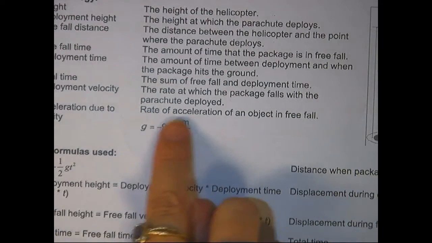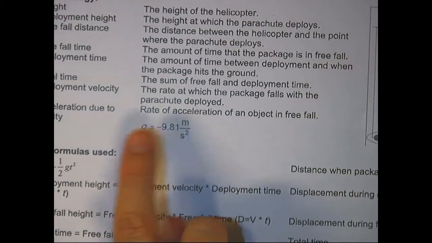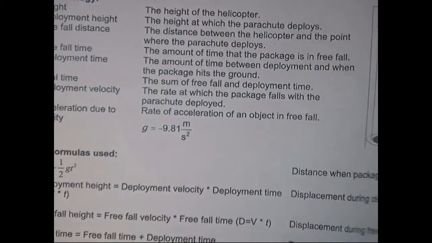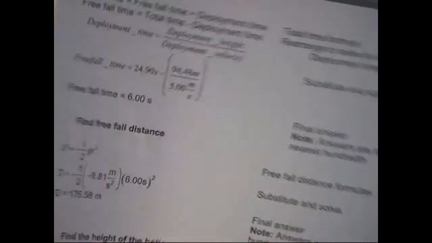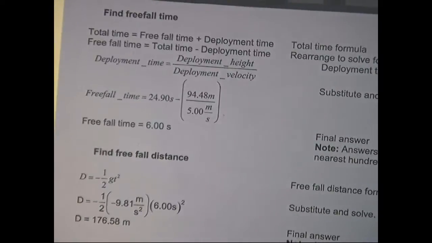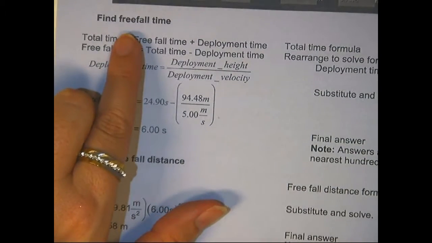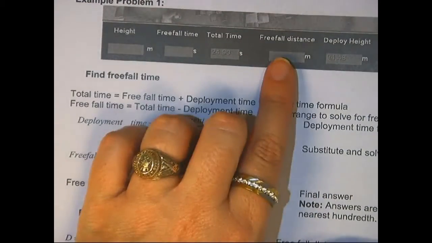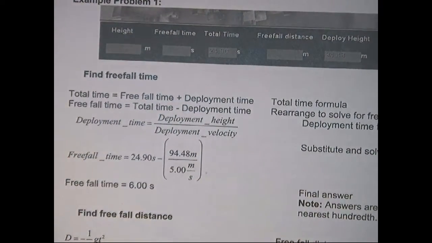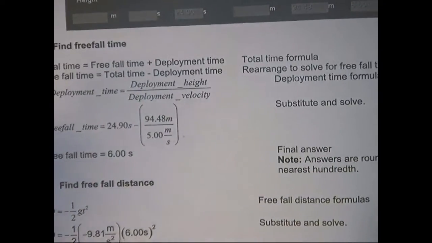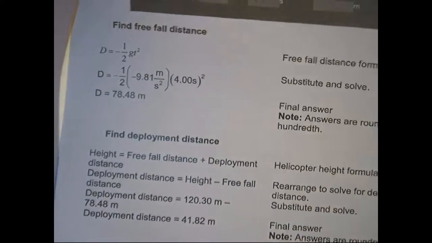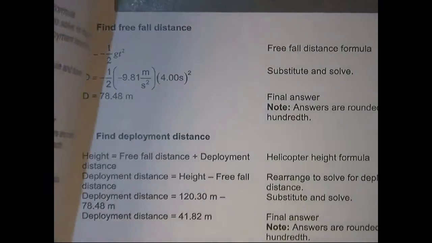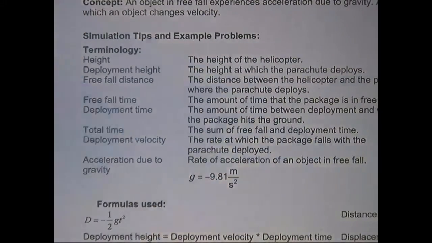Notice again, you have to use this for g. If you use something else, you're going to get the answers wrong. And then this worksheet does a really good job of saying, what if you need to find the free fall time? What if this is missing? What if you need to find the free fall distance? What if this is missing? If you look through all these examples, it has all of them except it's missing one thing. And I'm going to show you how to do that one right now.